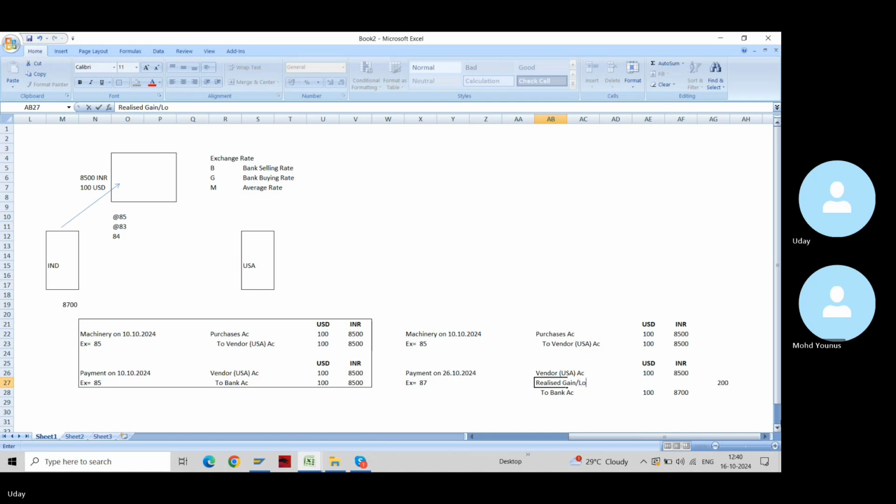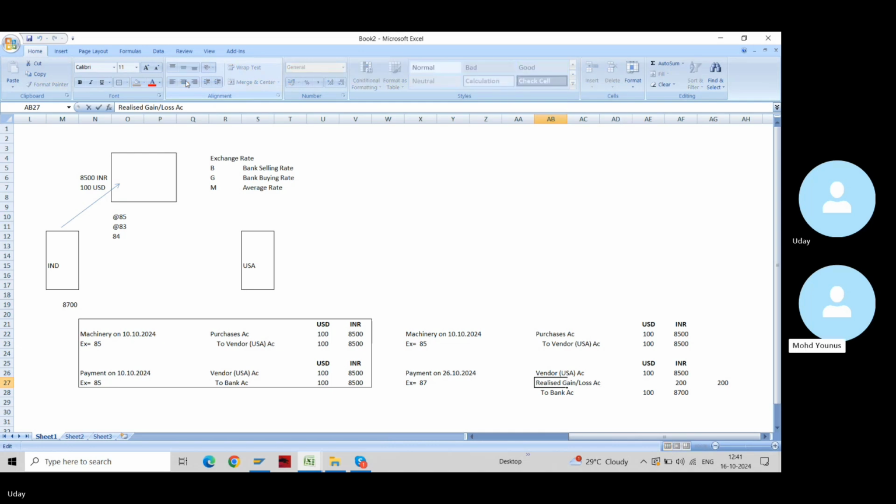Because of this, you got a loss of 200. What do we call it? Realized gain or loss. Whenever we are getting any loss or gain because of exchange rate fluctuations, we will account for it separately. We will account that to foreign exchange realized gain or loss. We can call it that.